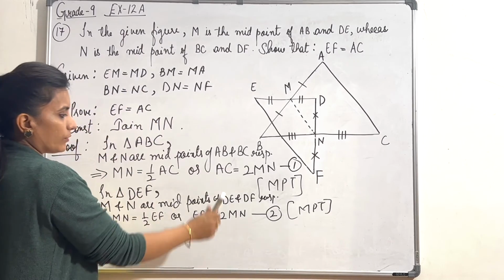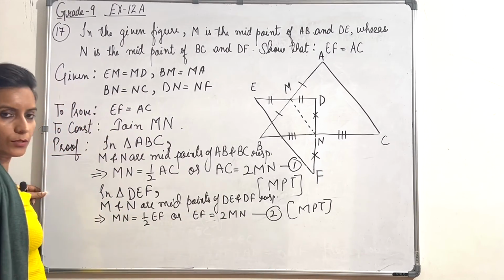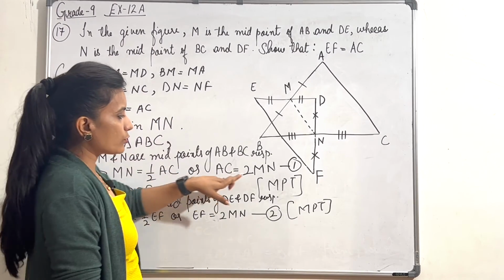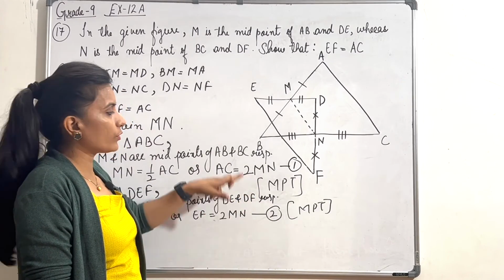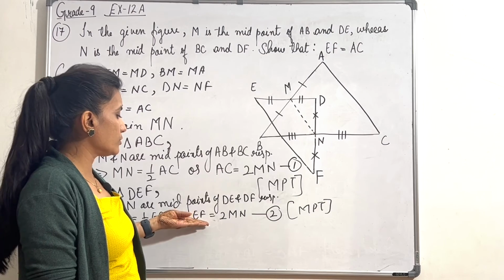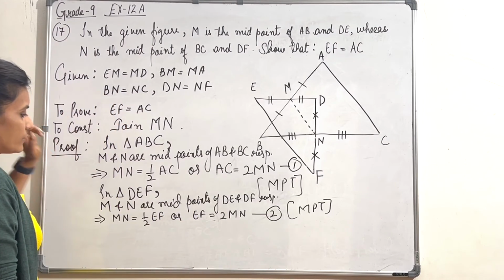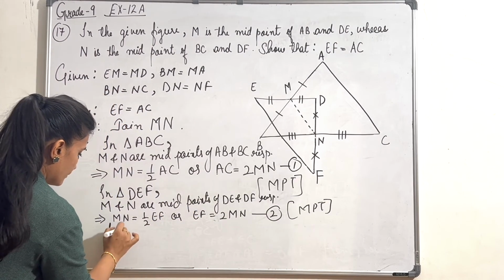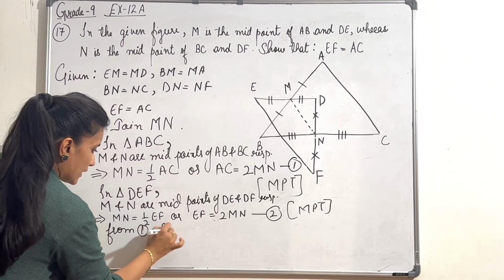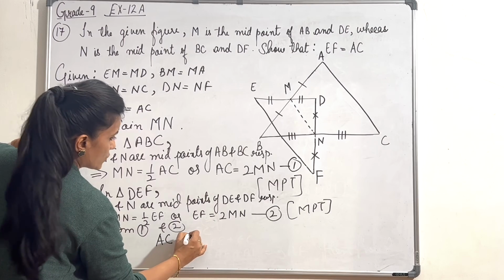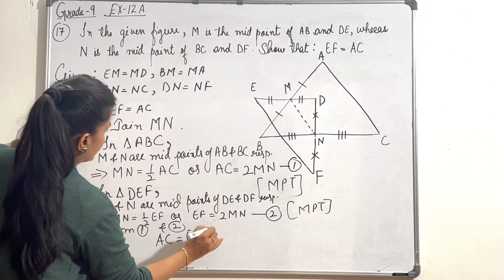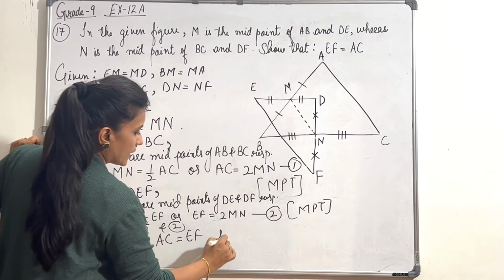Okay. Now from 1 and 2, what do you notice? You can see that AC is equal to twice of MN. EF is also equal to twice of MN. So from 1 and 2, AC will be equal to EF. And this is what we had to prove, right? So from 1 and 2, AC is equal to EF. Hence proved.